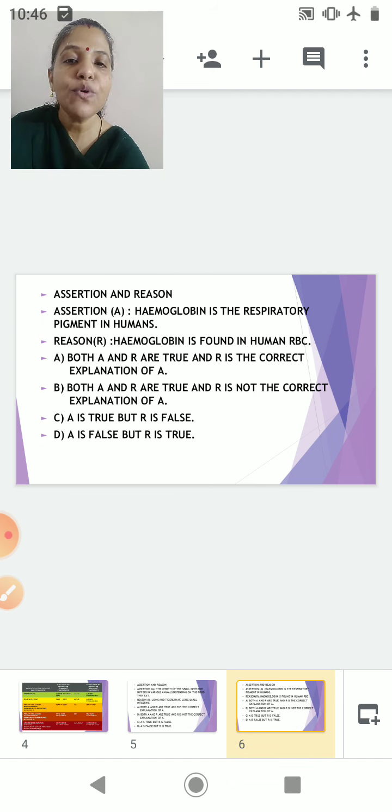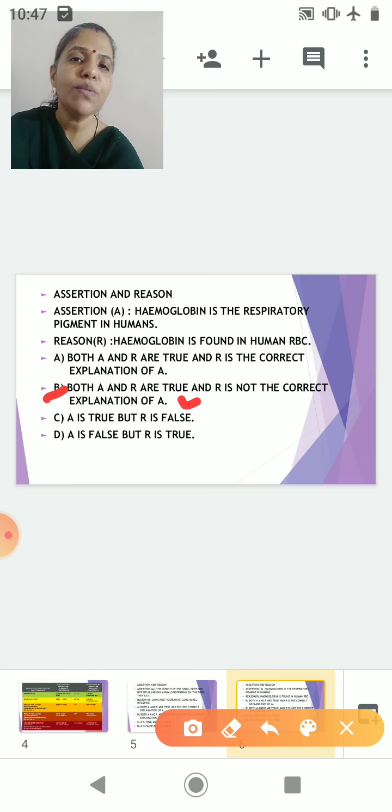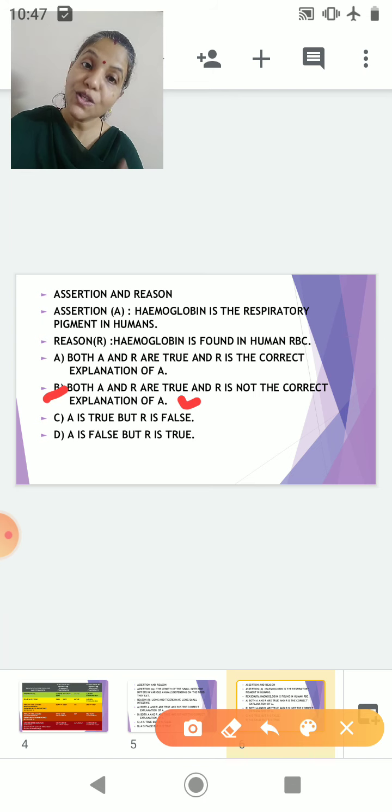Now let us come to B. Both A and R are true and R is not the correct explanation of A. Okay, so now this would be our correct one. So our answer here is B. Now let's see the next one. A is true but R is false. No, for us both the statements are true.